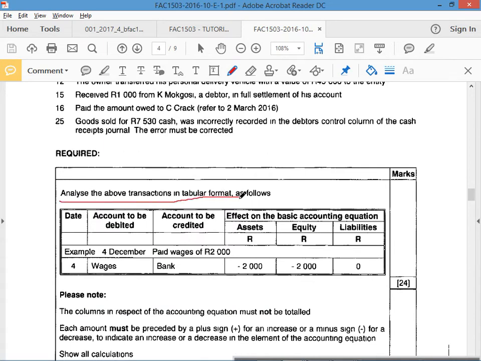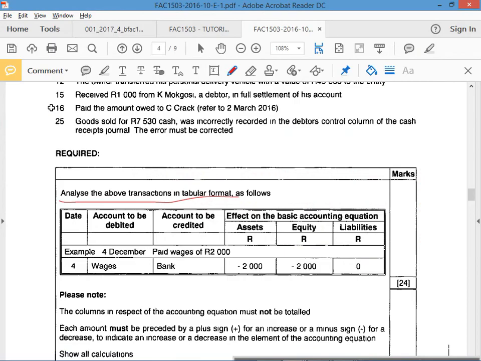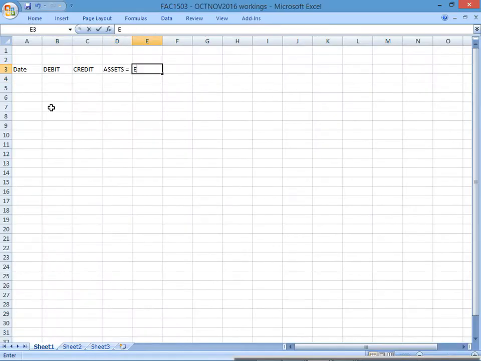Analyze the following transactions in tabular format. Okay, so let's follow the instructions. Date, debit, credit, and then assets equal owner's equity and liabilities. Owner's equity plus liabilities.